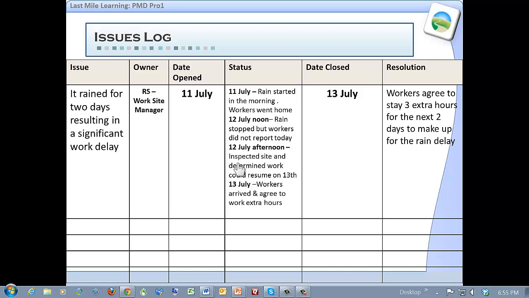12th July in the afternoon, the project team inspected the site and determined the work could resume on the 13th. And then the 13th, the workers arrived and agreed to work extra hours. So the resolution then was that the workers would work 3 extra hours for 2 days to make up for the rain delay, and that would put them back on track, back on their critical path.